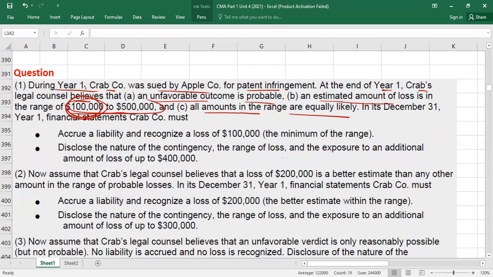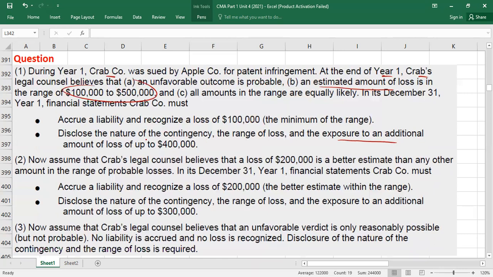And what is the disclosure? Max is what? 500,000 minus liability, which is what? 100,000. So 400,000 will be what? Disclosed, right? As an exposure to additional amount of loss. Disclosure, right or wrong? Understood? Scenario number 2. Again, I'm assuming here same data we have. We have a case, and the range is available, but now scenario is changed.